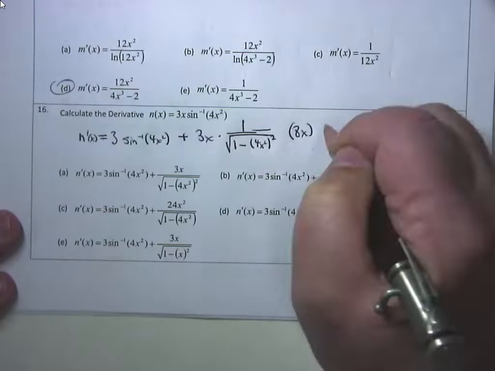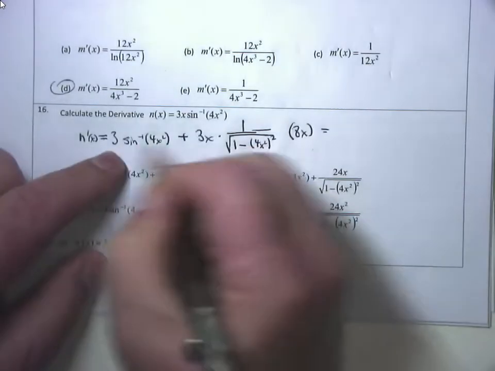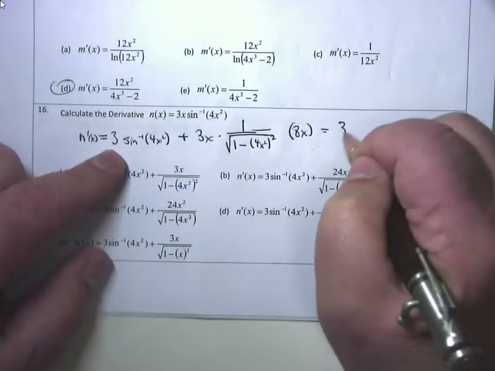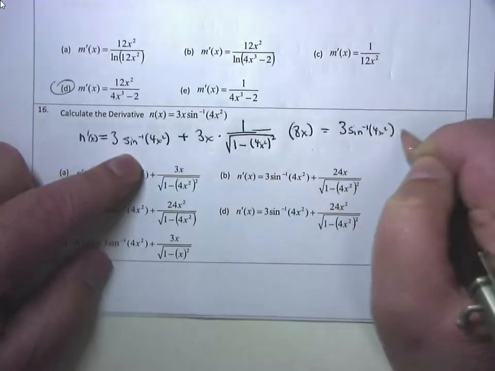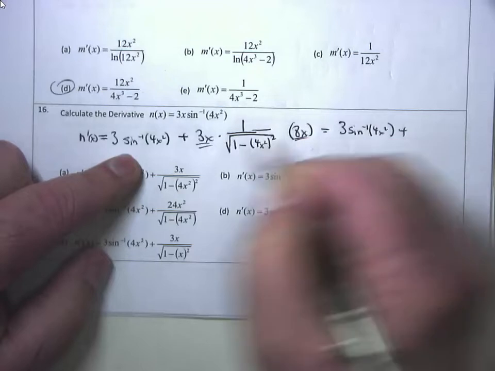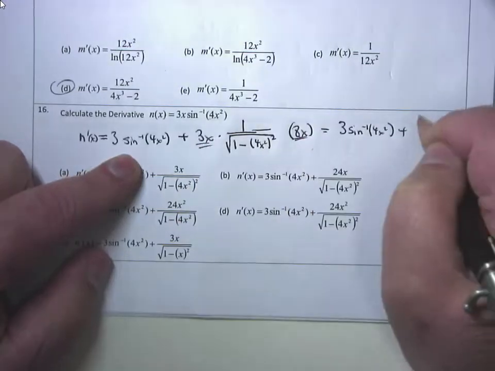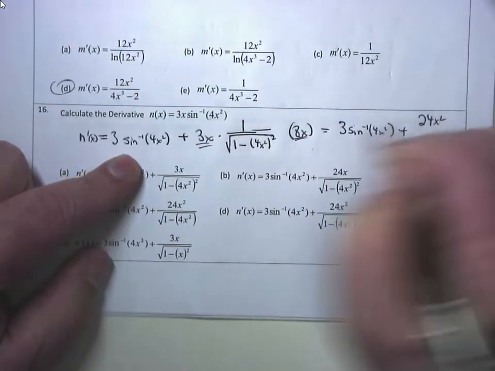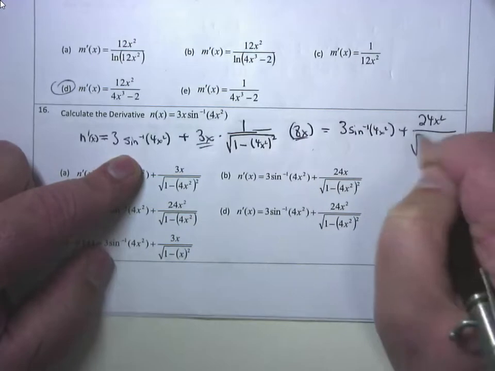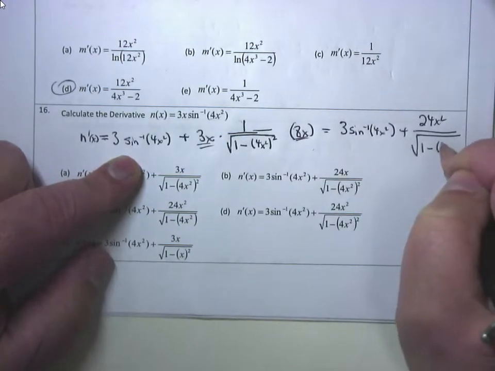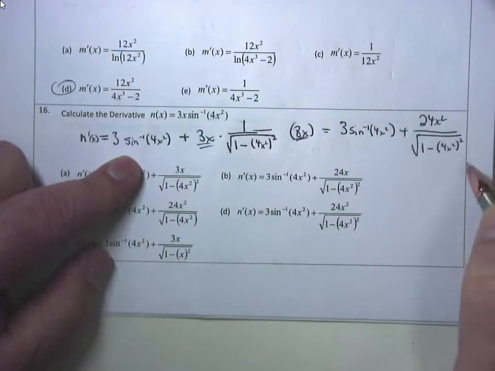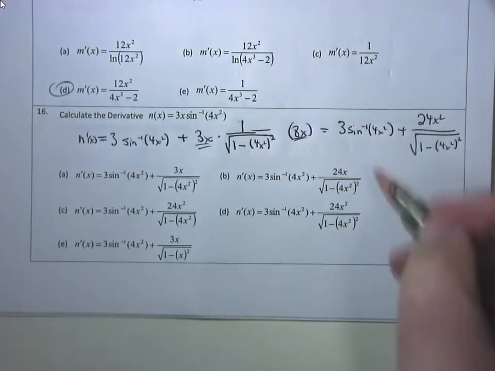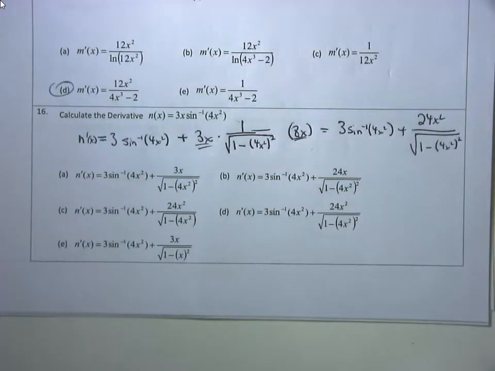What's the derivative of 4x squared? 8x. So in terms of cleaning this up, well, there's two terms here. The first one's pretty set: 3 times the sine inverse of 4x squared, plus, here I can combine like terms. 3x times 8x is 24x squared, and I'll put that in the numerator, divided by the square root of 1 minus 4x squared, squared. Okay? And I could have also written it as 16x squared, but I didn't.